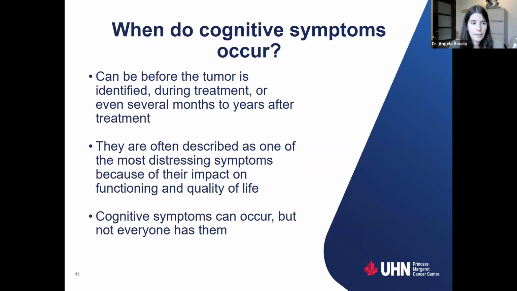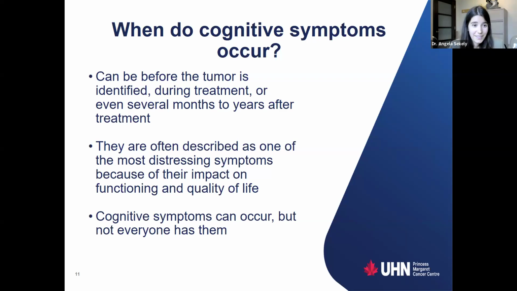When do these symptoms occur? You can see how complex it is, how many contributing factors there are to cognition, and so it's a tough question to answer. But you can see cognitive symptoms sometimes before the tumor is even identified. As I said, if you, for example, have a slower growing tumor that develops over time and starts to compress some of that healthy brain tissue slowly, you might start to notice some cognitive symptoms at that time that get worse as the tumor grows.